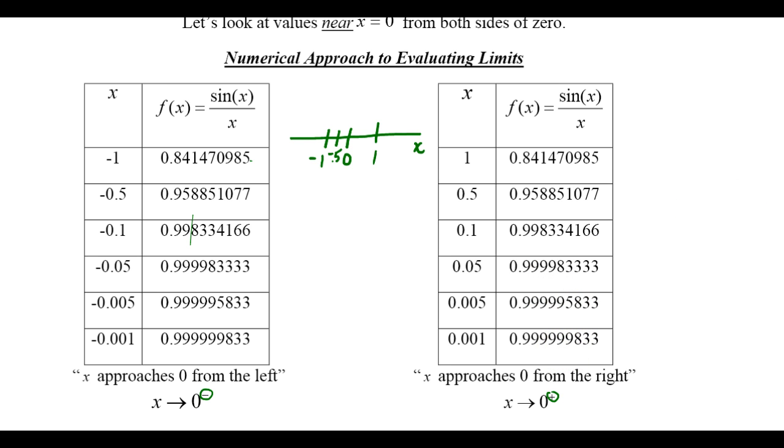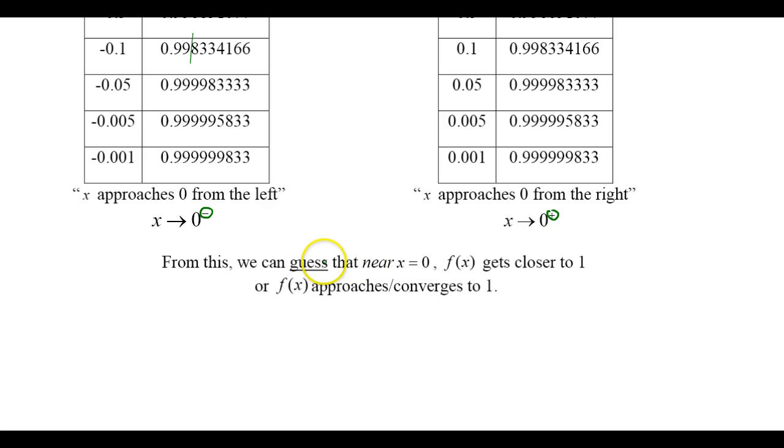So what does this mean? What can we conclude? From this, we can guess that near x equals 0, the function gets arbitrarily close to 1, or f of x approaches or converges to 1. Why do I have guess underlined? Because unfortunately, a table of values, a numerical approach to limits, only gives us a pretty good idea of what the limit might be. But we can't say for certain that the limit equals 1.